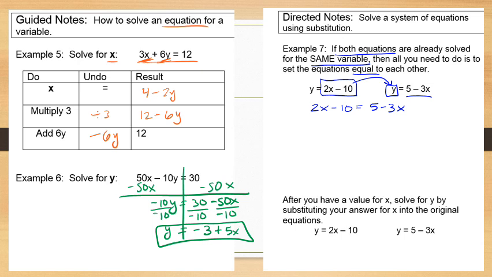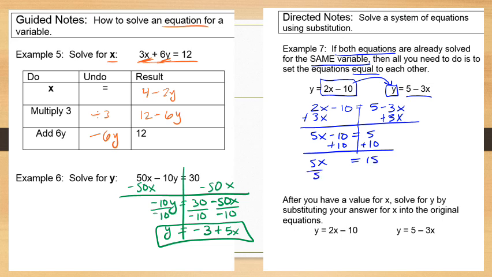You'll notice this looks similar to another equation we just did before, where we had variables on both sides, but we were able to solve for the variable. So we're going to combine like terms. I'm going to add 3x to both sides. I now have 5x minus 10 equals 5. I'm going to add 10 to both sides. 5x equals 15. And now divide by 5. So x is equal to 3.